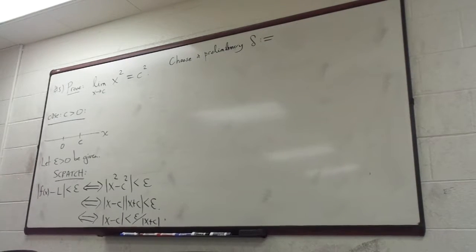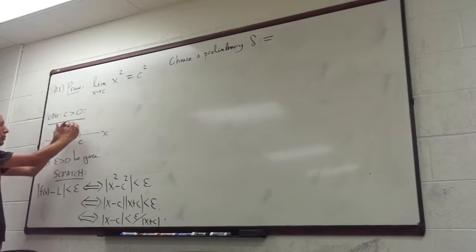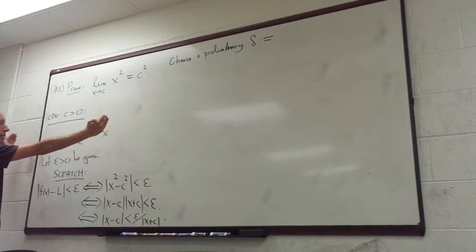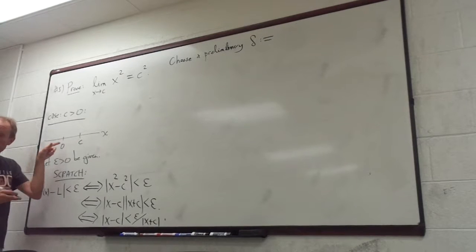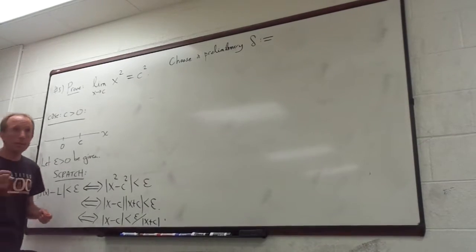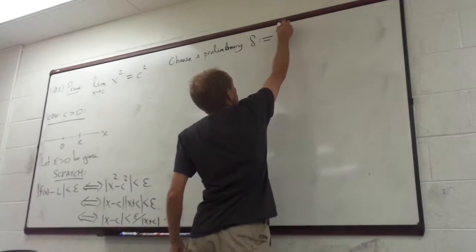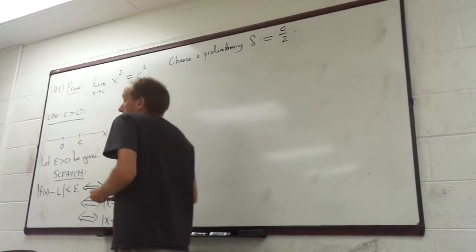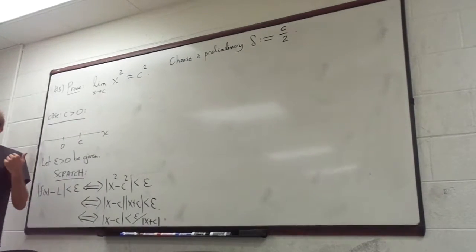So it would be good to just keep the interval pretty small around c. I don't really want it to go past 0 here. Okay? So what I'm going to do in this case is choose it to be c over 2. Whatever c is, I'm just going to divide it by 2.